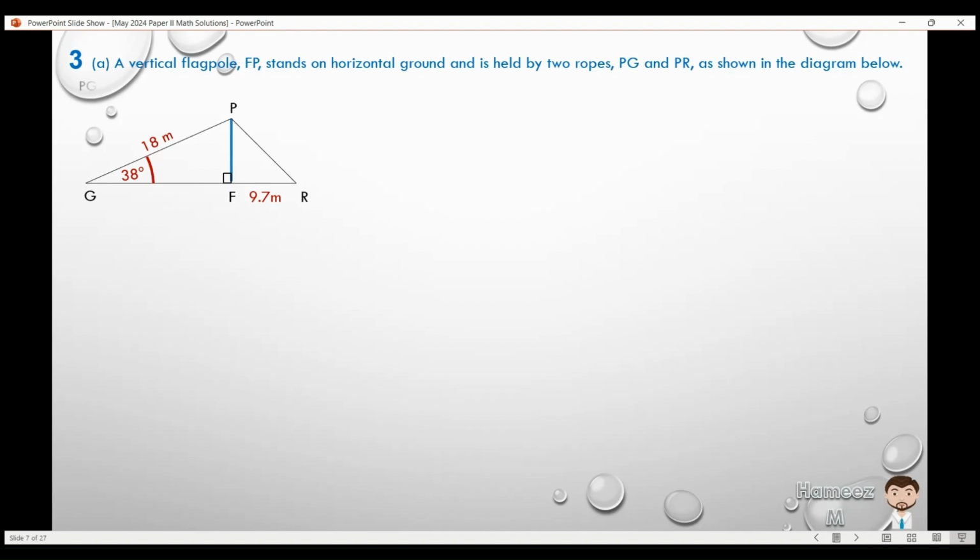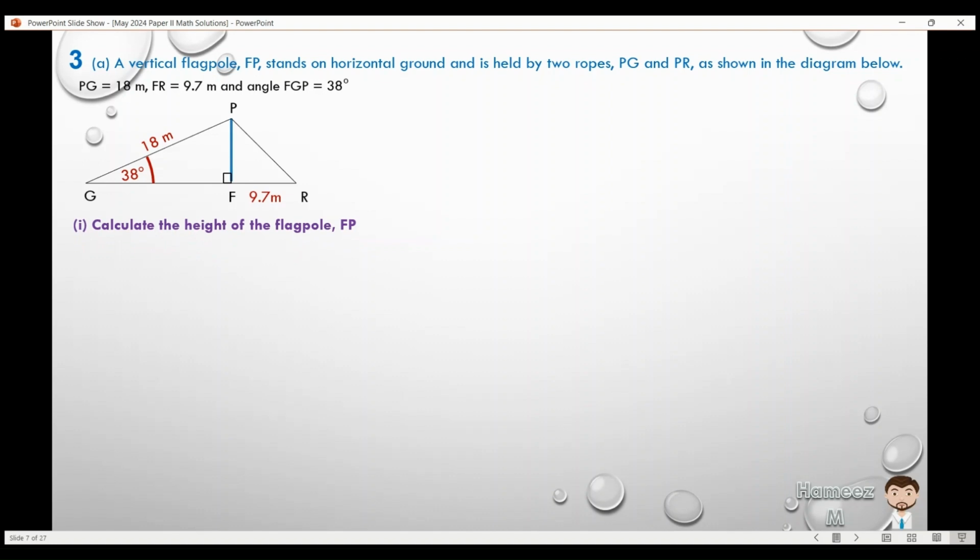Number 3, a vertical flagpole FP stands on horizontal ground and is held by 2 ropes. So we have the vertical flagpole. I have it in blue so you can easily identify it. PG and PR are 2 ropes, as shown in the diagram below. PG is equal to 18 meters, on the left-hand side. FR is equal to 9.7 meters, and angle FGP is equal to 38 degrees. So all that information is given.